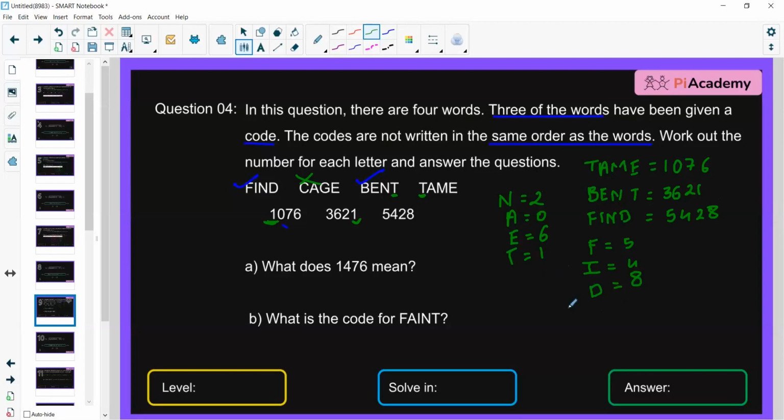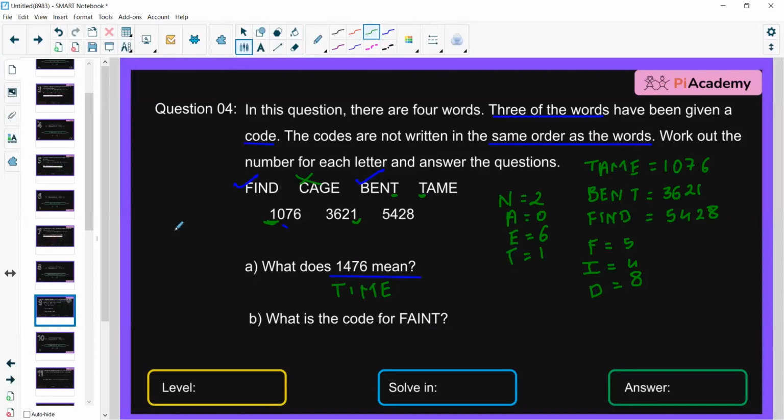Now let us work out what the number 1476 means. Can anyone answer? We already broke down the codes. So what does the number 1476 mean? Yes, Ariba? Please unmute. 1476 means time. So 1 stands for T. What does 4 stand for? I. What does 7 stand for? M. And 6 stands for E. So M, E is 7, 6. Very good.